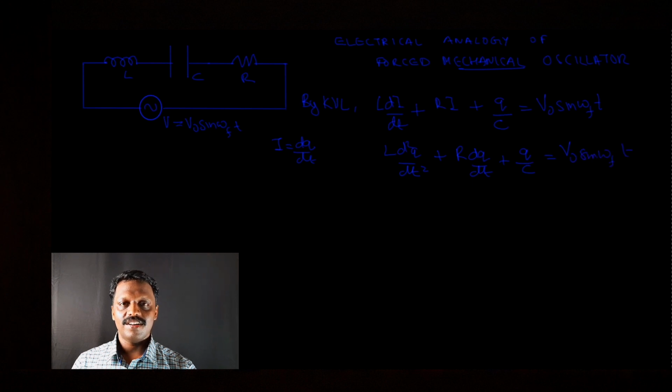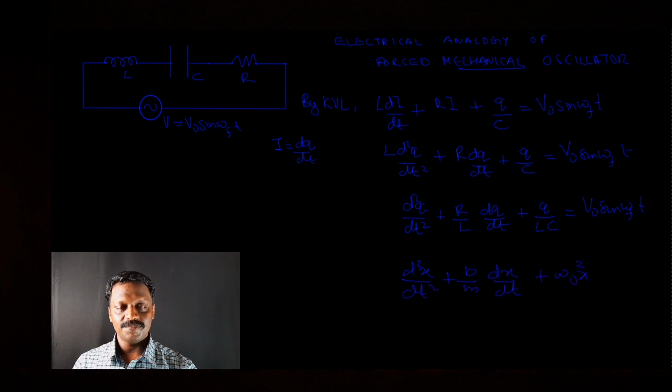Now we will divide the equation throughout by L and find that this is similar to the differential equation of a forced harmonic oscillator. By comparing with the standard equation, d square x by dt square plus b by m dx by dt, of course b by m is 2 beta, plus omega naught square x is equal to f naught sin omega f t, we have an analogy between the terms. R by L and b by m are equivalent.